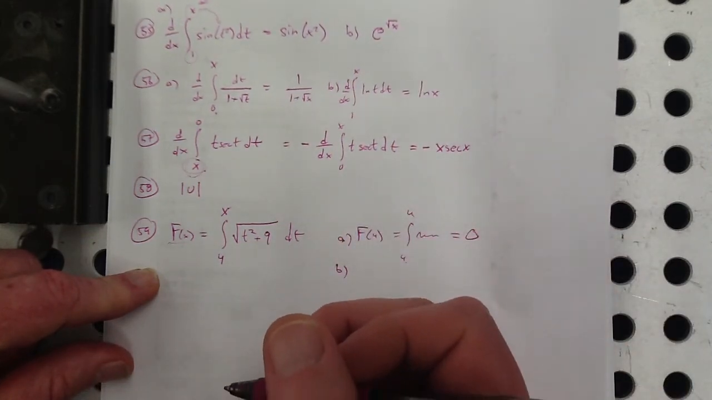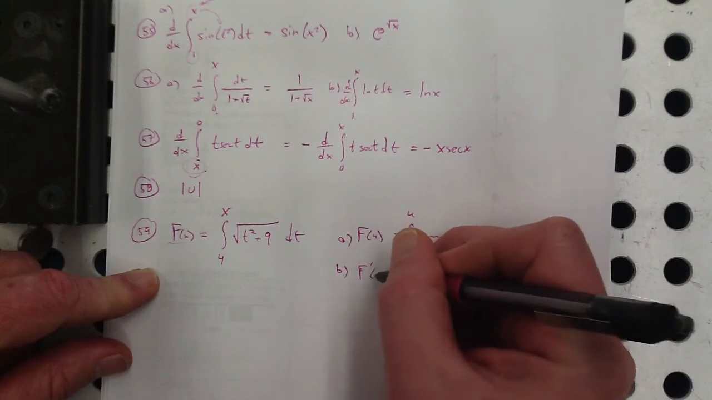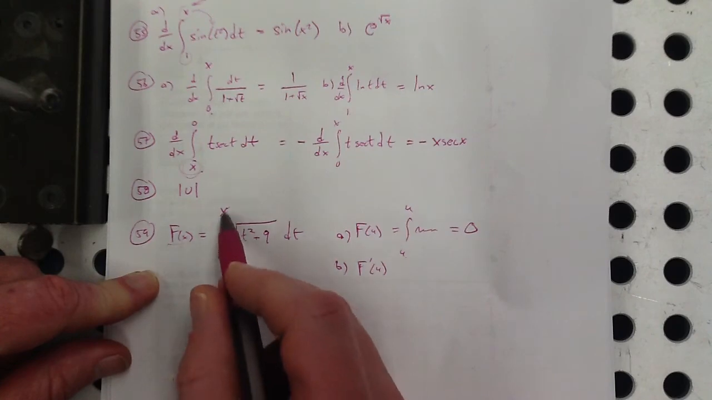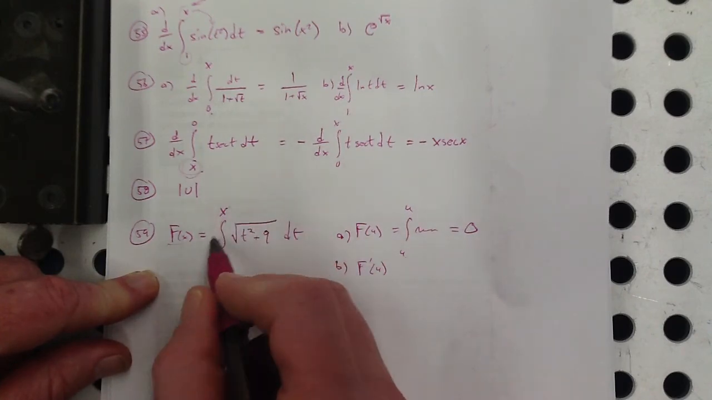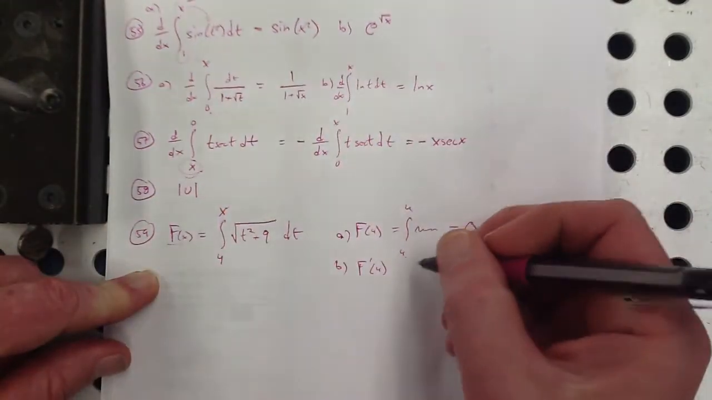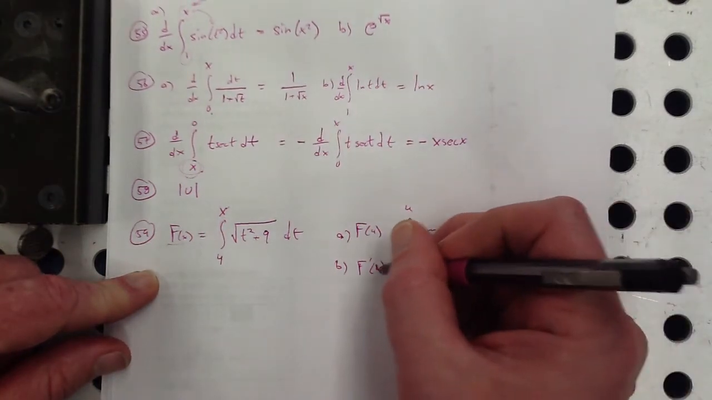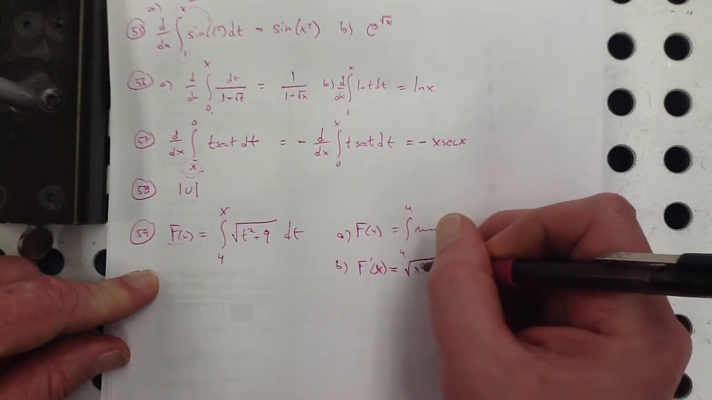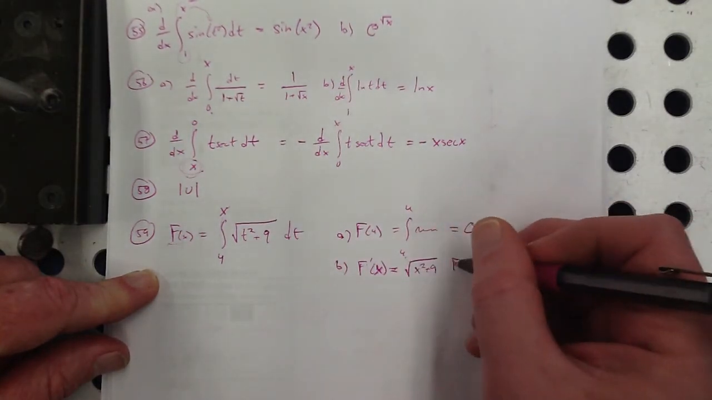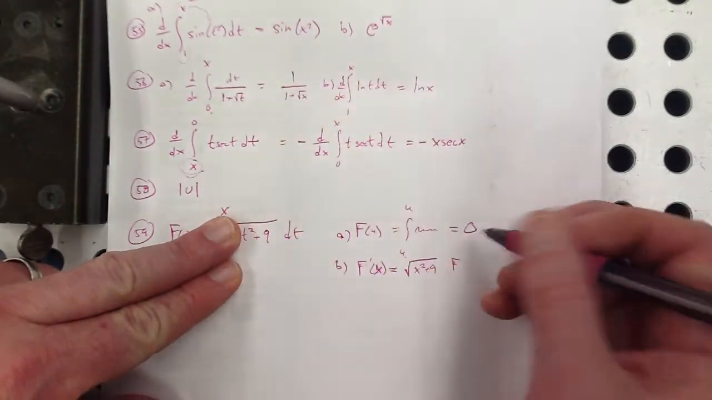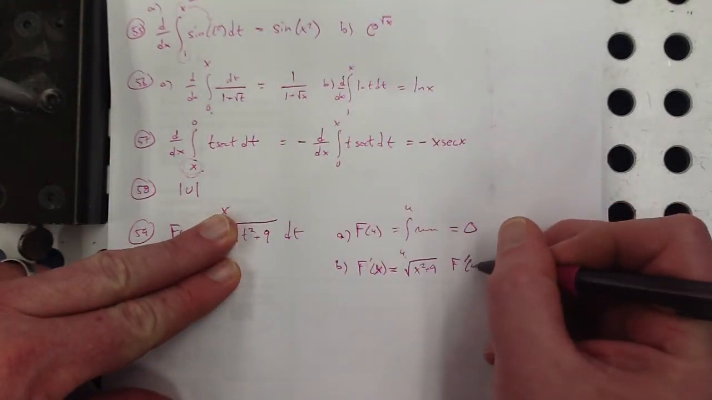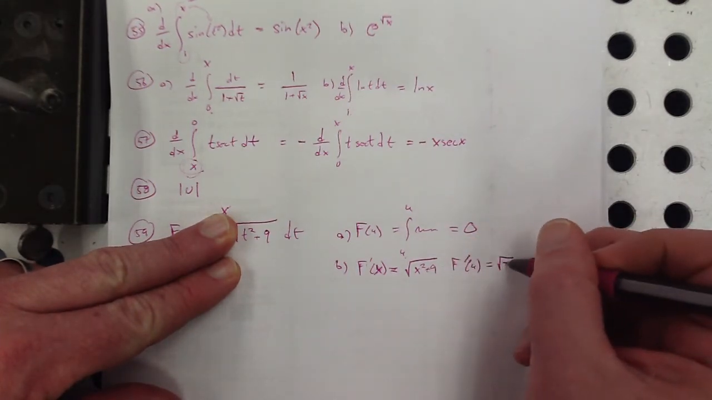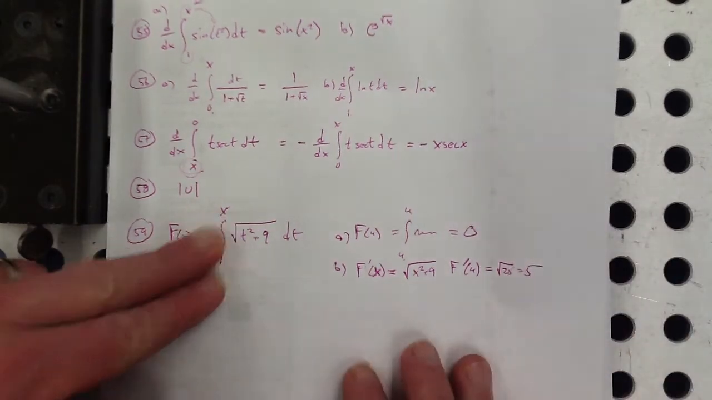How about f prime of 4? Well, if you take the derivative of this, that just wipes out the integral, right? Derivative of integral, that's this again. So I suppose I should write out first that f prime of x is equal to the square root of x squared plus 9, right? Just like these problems. And then that means f prime of 4 is going to be the square root of 25, which is 5.